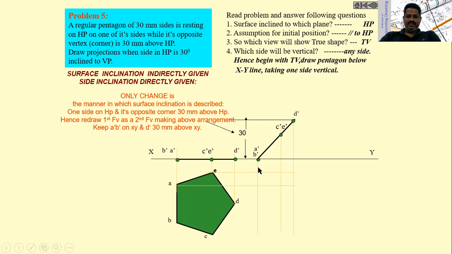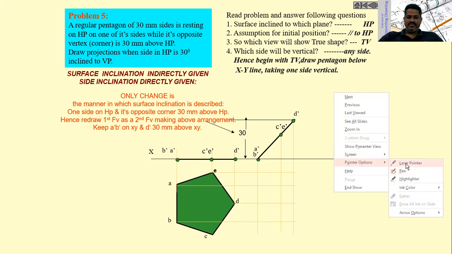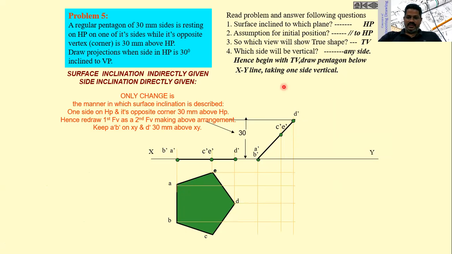Then A dash, projected downwards, gives A. Then B dash, and B we will get here. Similarly, project these points C dash, and C we will get here. Then E, and E we will get here, and D we will get here. So this will become our A1, B1, C1, D1 and E1.